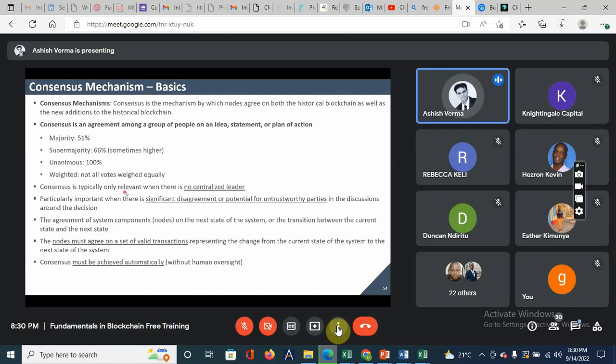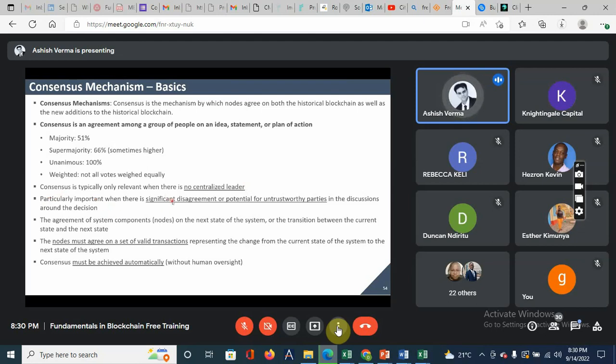And this consensus is typically only relevant when there is no centralized leader. So we saw yesterday that there are 4 kinds of blockchain: permissionless public, permissionless private, permissioned public, and permissioned private. Only in the case of the public blockchain, which is permissionless public, where we had Ethereum proof of work and Bitcoin proof of work, because they're all decentralized, is consensus required. Consensus may not be required in the case of, let's say, a private blockchain.